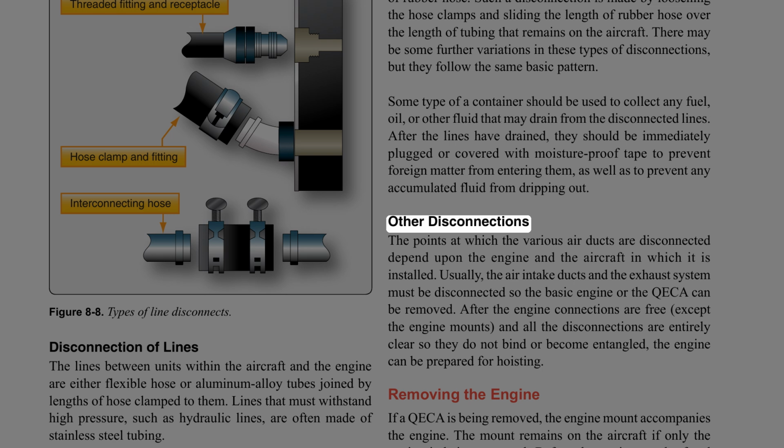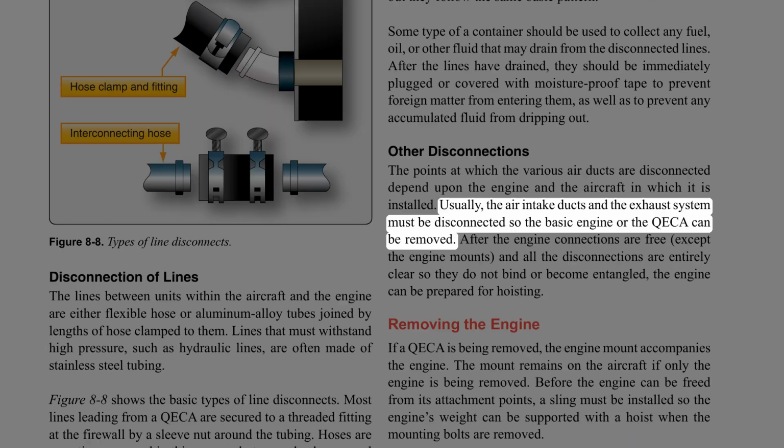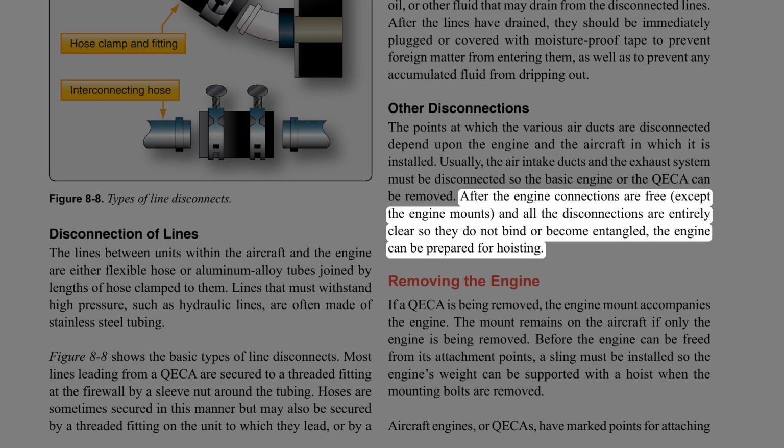Other disconnections. The points at which the various air ducts are disconnected depend upon the engine and the aircraft in which it is installed. Usually, the air intake ducts and the exhaust system must be disconnected so the basic engine or the QECA can be removed. After the engine connections are free, except the engine mounts, and all the disconnections are entirely clear so they do not bind or become entangled, the engine can be prepared for hoisting.